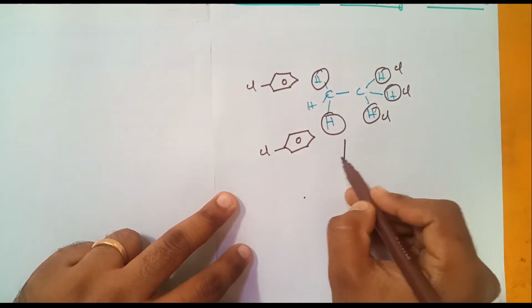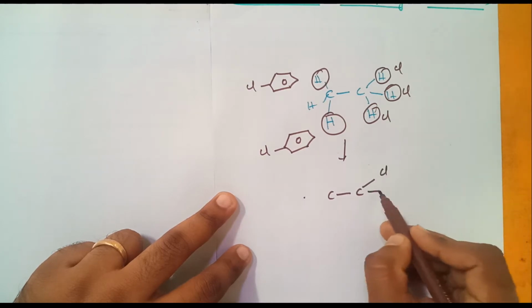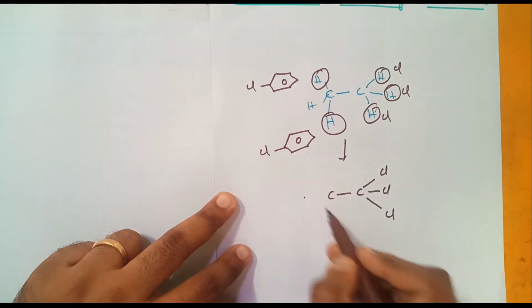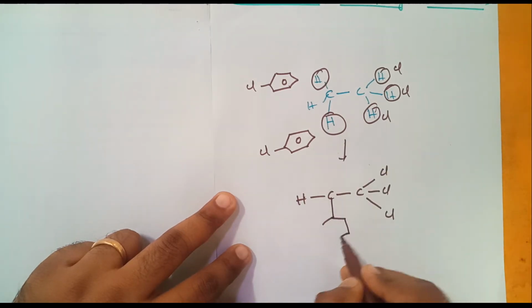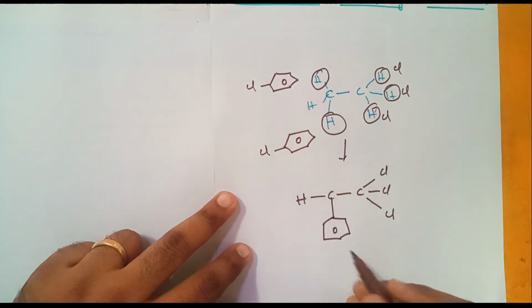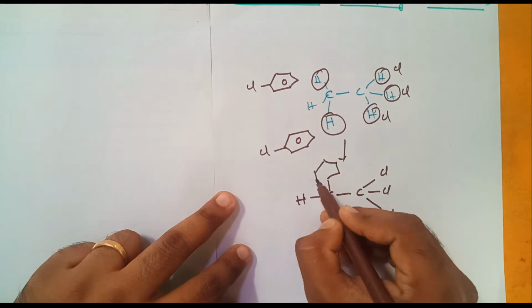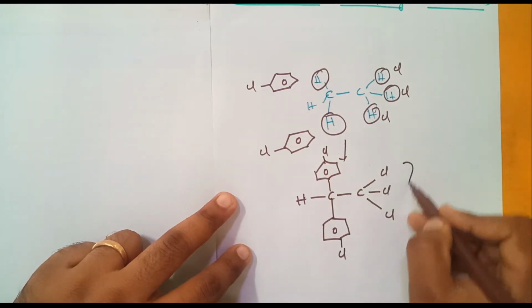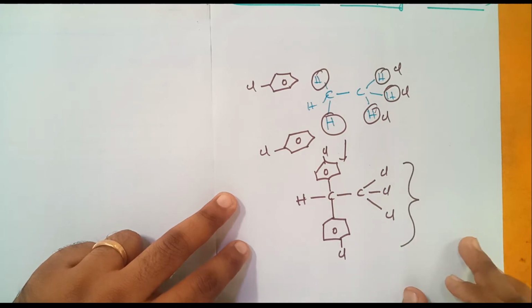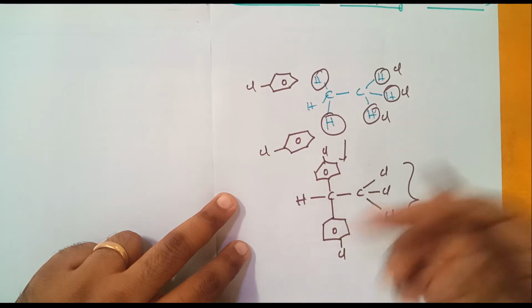Look here friends. C, single bond C, here Cl, Cl, Cl, next here H, hydrogen atom, next here a phenyl group with a chlorine atom present at the para position of the benzene ring. Next here a benzene ring with a chlorine atom present at the para position. This is the structure of DDT. I will tell you afterwards how to write the structure of DDT in a very easy way.